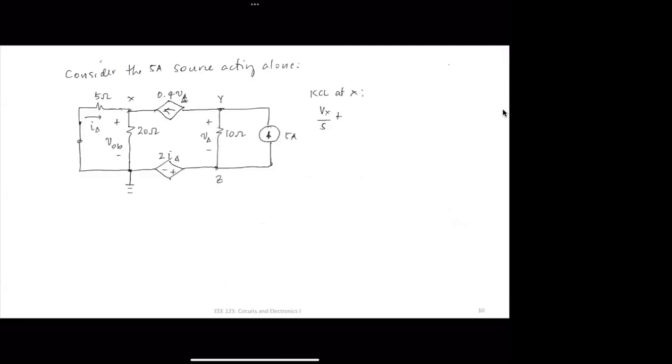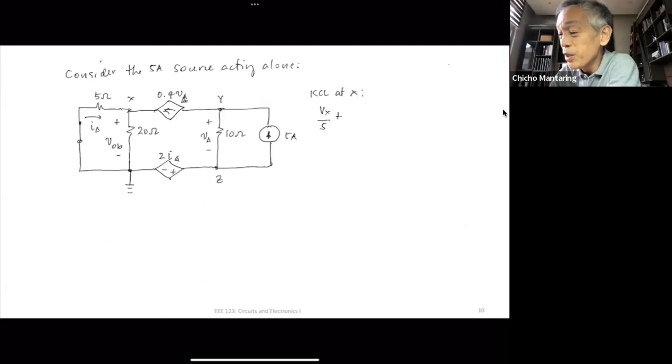Sige. Okay. So let's continue here, no? So ito Vx over 5 ohms, plus Vx over 20 ohms, no? So yun yung current naman pababa rito, okay? And then here we have minus 0.4 V delta that is equal to 0.